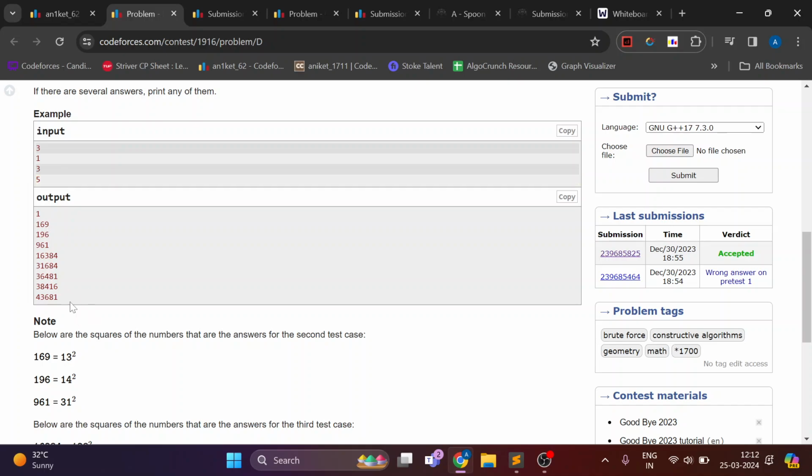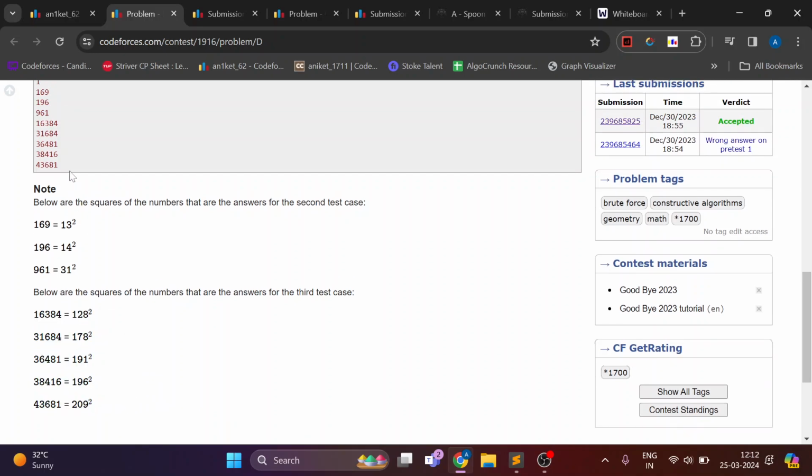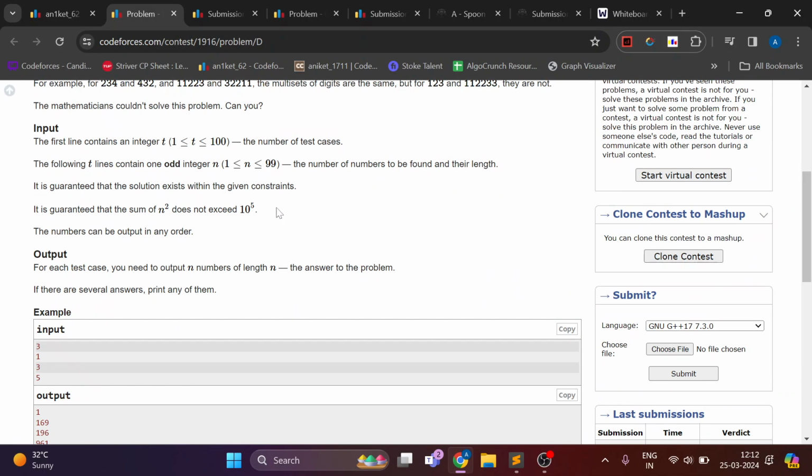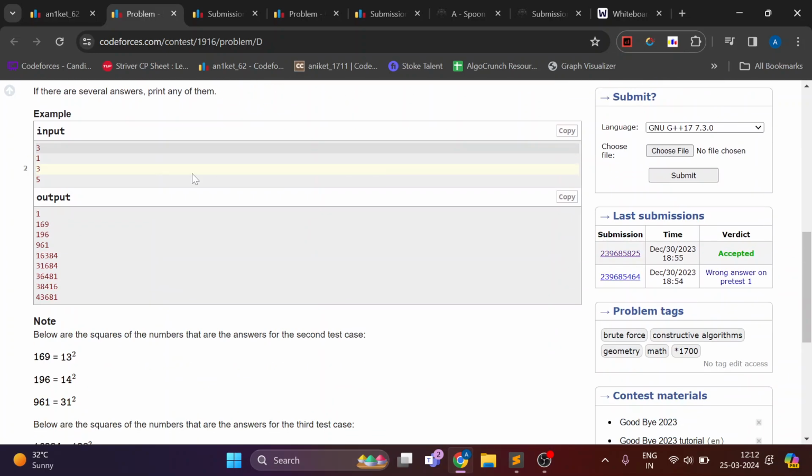Similarly for 5, there are 5 numbers of 5 digits, and all of them are squares. You can see this, the squares proof, and the digits are also the same. So if you understand this question till now, you can try it out. Pause the video and try it out, and I will discuss this question now. So I hope you have tried this question.